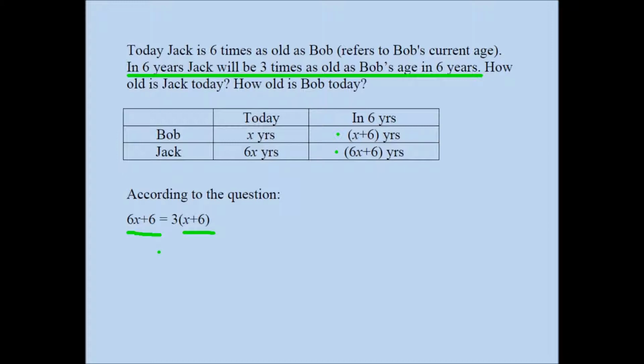The underlined sentence in the question reads, in 6 years, Jack will be 3 times as old as Bob's age in 6 years. So basically in 6 years, we are comparing the two men's ages, and Jack will be 3 times as old. So Jack's age, 6x plus 6, equals 3 times Bob's age. That's our equation. And you want to make sure you absolutely understand how the equation was constructed from the question. And the next step is to solve the equation for x.